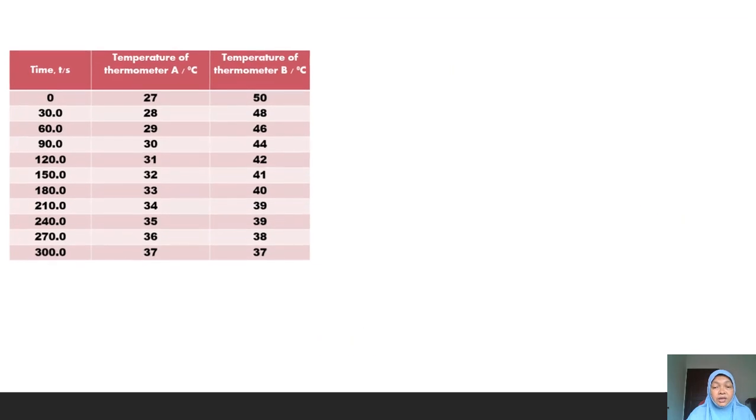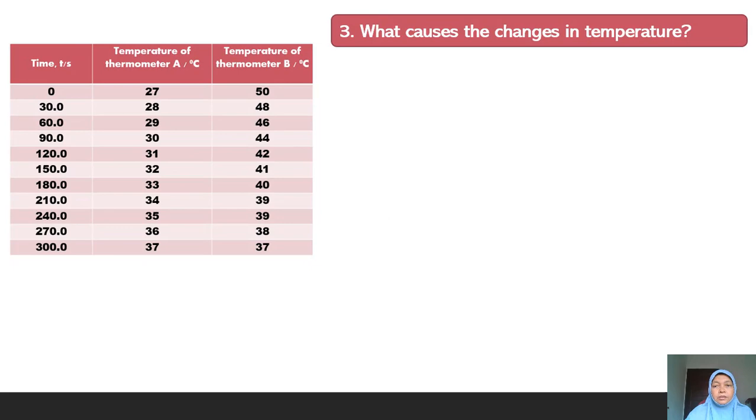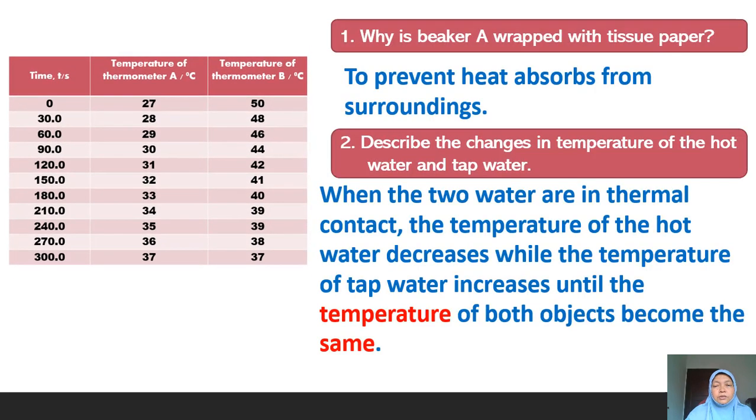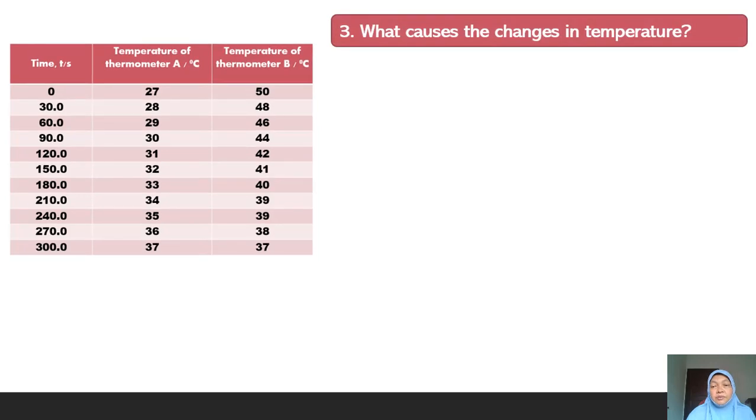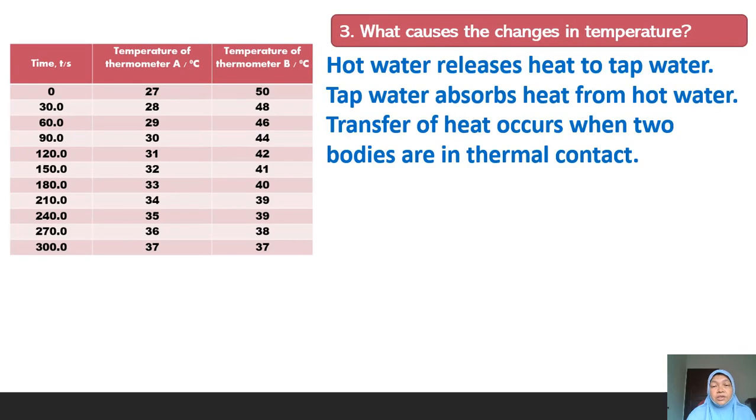So as we see, when the two waters are in thermal contact, the temperature of the hot water decreases while the temperature of the tap water increases until both objects have the same temperature. Now, what caused the changes in temperature? So hot water releases heat and tap water absorbs heat from hot water. Transfer of heat occurs when the two bodies are in thermal contact. Okay.